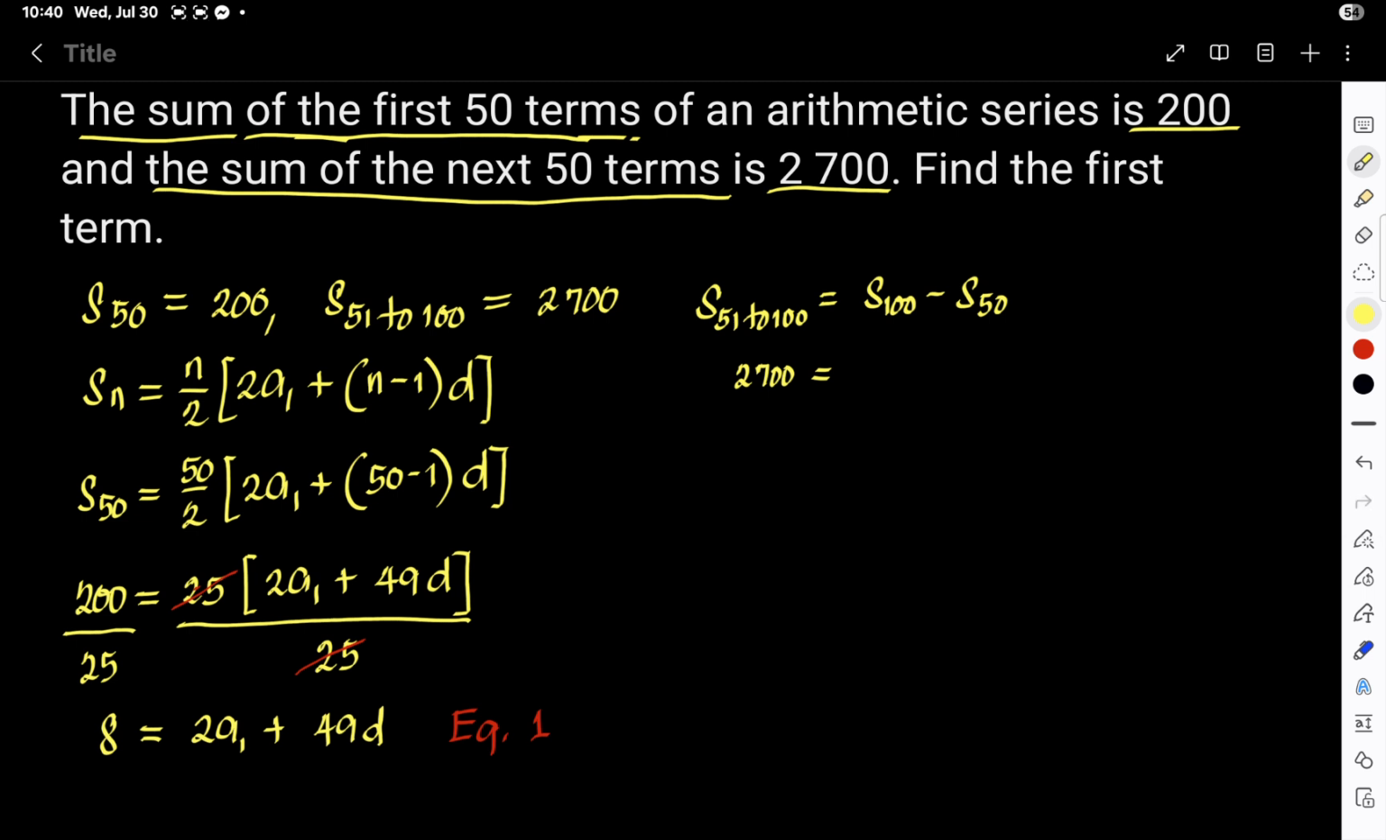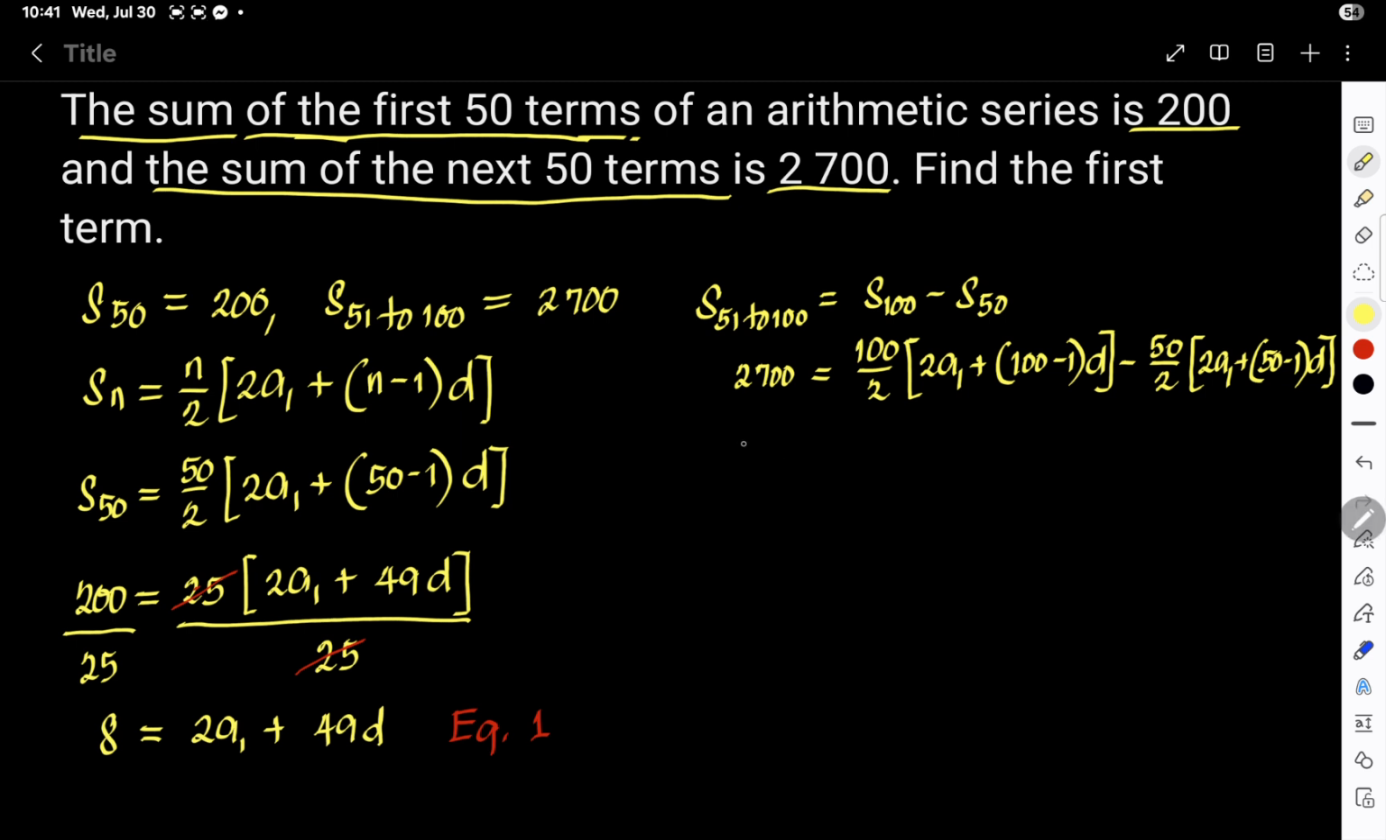and the sum of the 100 terms will be defined by 100 over 2 times the quantity 2a sub 1 plus the quantity 100 minus 1 times d, and then minus the sum of the first 50 terms defined by 50 over 2 times the quantity 2a sub 1 plus the quantity 50 minus 1 times d. Okay? And then let's simplify this.